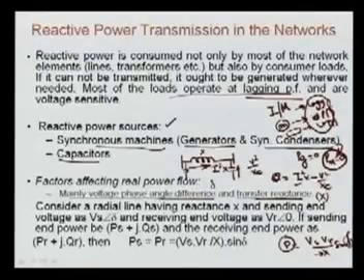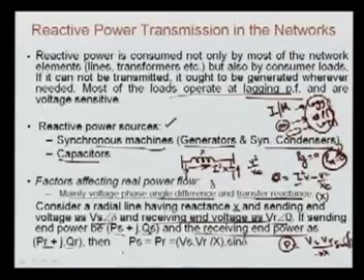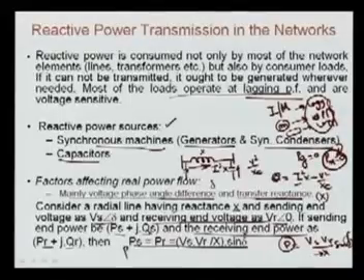Consider a radial line having reactance X, with sending end voltage Vs angle delta and receiving end voltage Vr angle 0, taking it as a reference. If the sending end power is Ps plus jQs and the receiving end power is Pr plus jQr, then Ps, the real power, will be equal to the sending end voltage magnitude multiplied by the receiving end voltage magnitude divided by X sin delta.